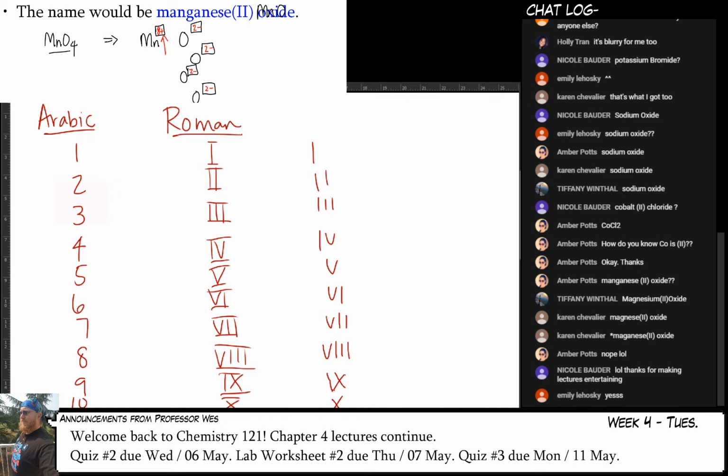And now we can give it a name because this is manganese with an 8 plus. I can call it manganese 8. And then this has got O2 minus. It's just oxide. So this would be called manganese 8 oxide. And you can see how this is different from manganese 2 oxide because I got a different formula.